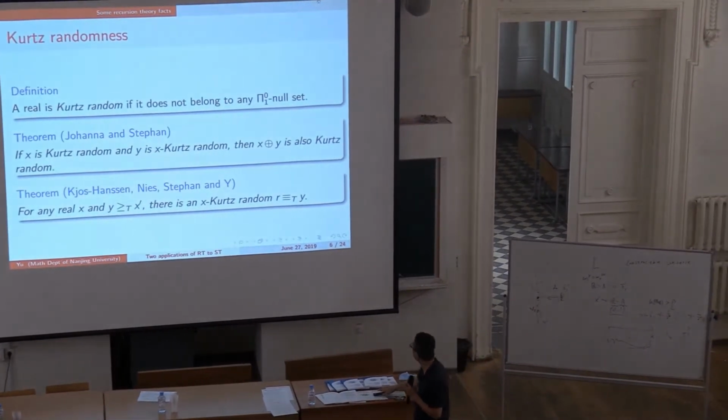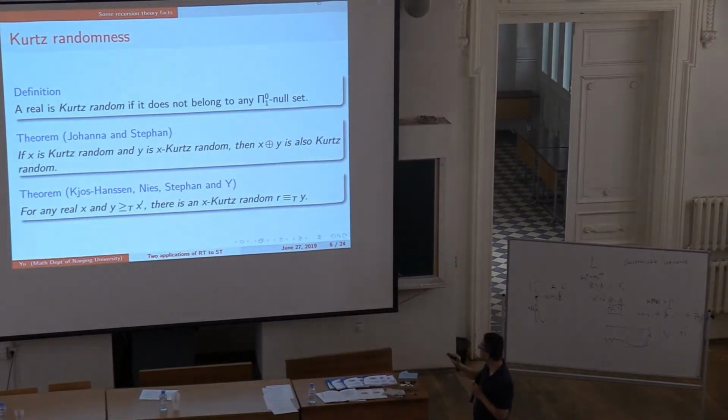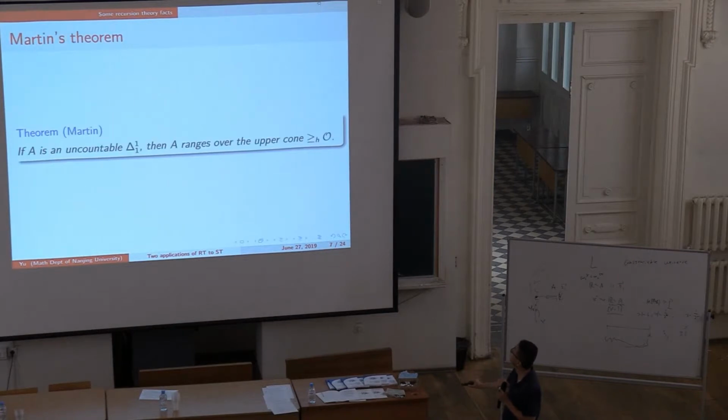Okay, this is a very important result. If A is an uncountable Delta 1 set, then A ranges over an upper cone of Kleene's O. That means for any X Delta 1 above Kleene's O, A has a member Y such that Y is hyperarithmetically equivalent to X. So it ranges over the upper cone of Kleene's O.